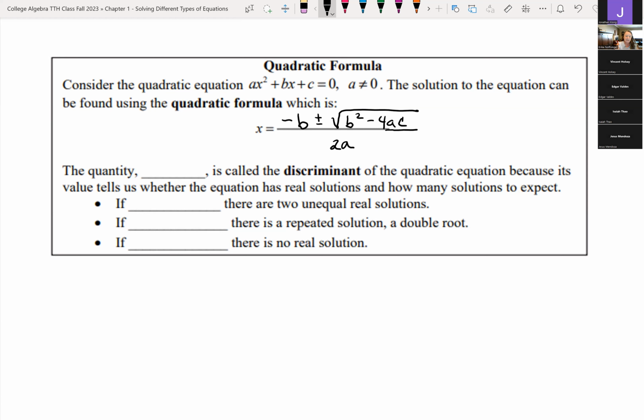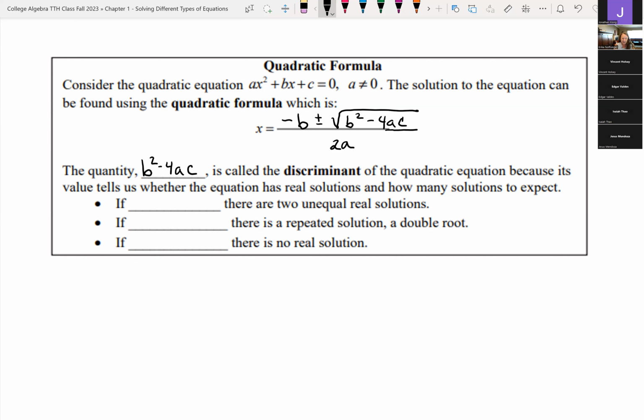We look at what's underneath the radical, that b squared minus 4ac. This is called the discriminant, and the discriminant will tell us how many solutions we have when we solve, and it will tell us what type of solutions we have. It won't tell us what the solution is. But if we're only looking for real numbers as our solutions, then this could be helpful.